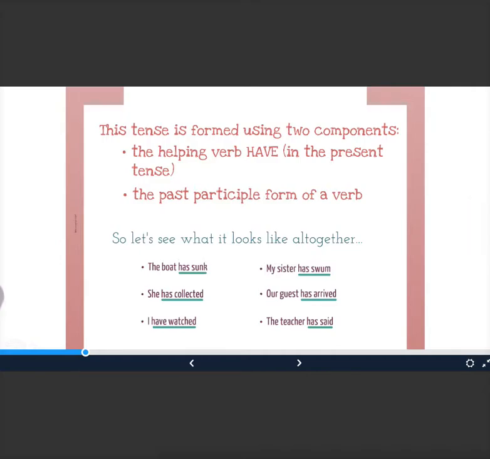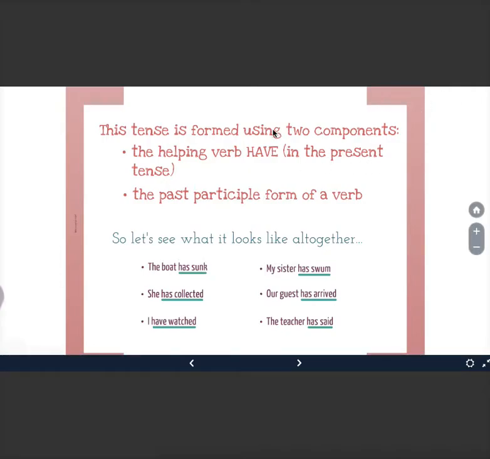Yes, teacher. These sentences are formed using two components. One, the helping verb have in the present tense. Two, the past participle form of a verb. So let's see what it looks like all together.